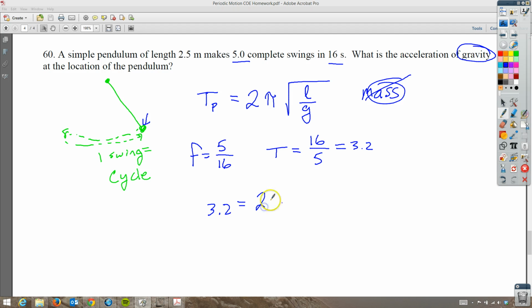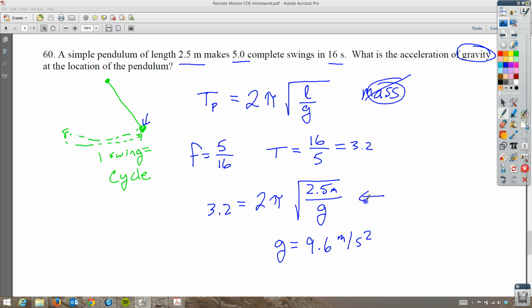3.2 is equal to 2 times pi times the square root of, we see the length here is already in meters, so that's good, 2.5 meters, and we're going to divide that by g. So we're looking for g. When you're done, you should be able to do the math that's here. Pretty simple to do. We just want to move the g here, but we've got to square both sides first and do some other things. So your g in the end should be equal to 9.6 meters per second squared.